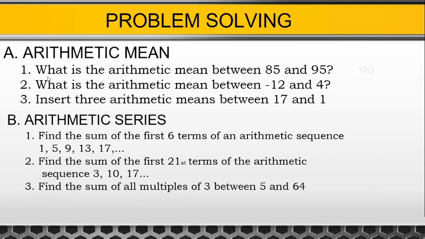For number 1, we have 90. For number 2, we have negative 4. Number 3, 13, 9, and 5. For letter B, number 1 is 66. Number 2 is 1,533. And for number 3 is 640.